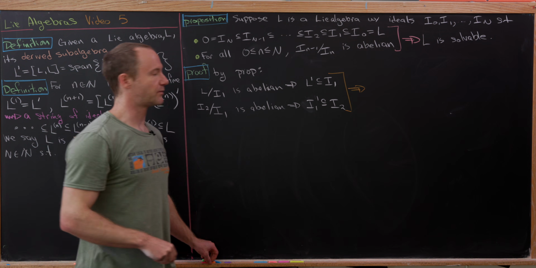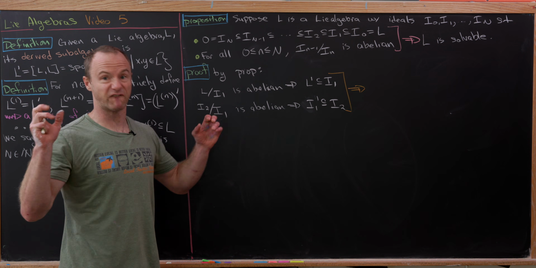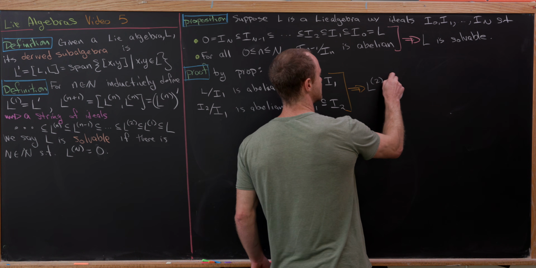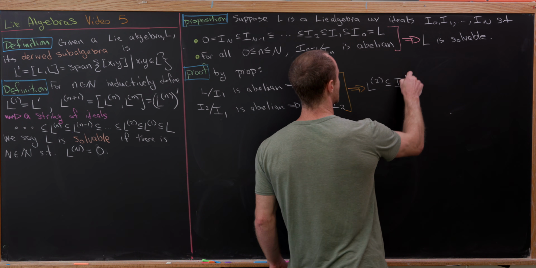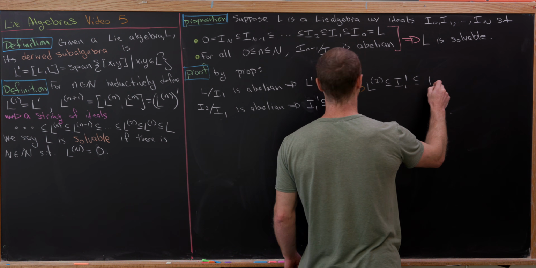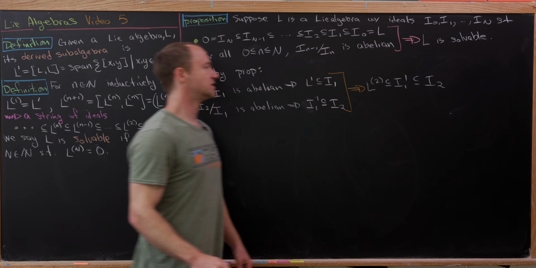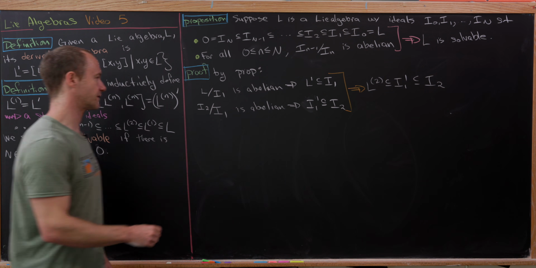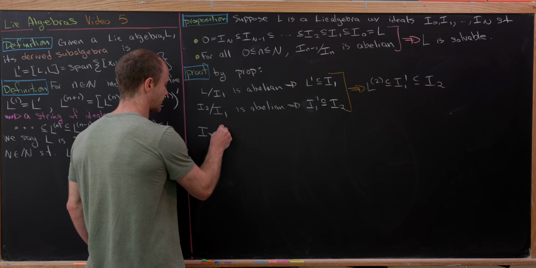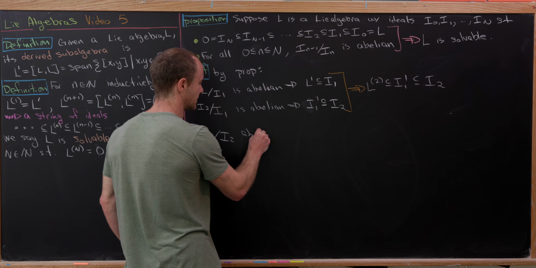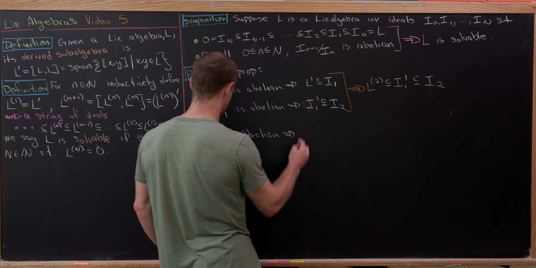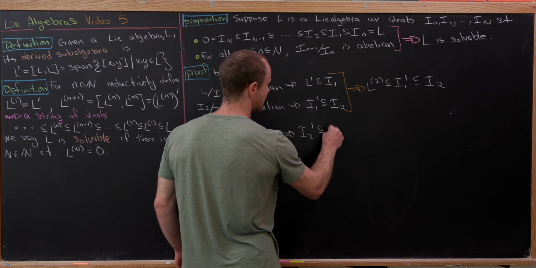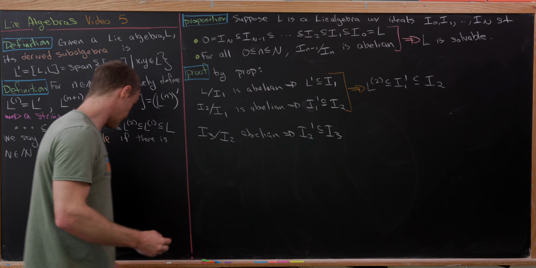Okay, good. But now let's see if we can smush these together, and in fact we can. Let's apply the derived subalgebra functor, if you will, to this top thing, and that'll give us L upper 2 is a subset of I_1 prime is a subset of I_2. So we get something like that. Now let's go one more stage. I_3 mod I_2 abelian implies that I_2 prime is a subset of I_3.